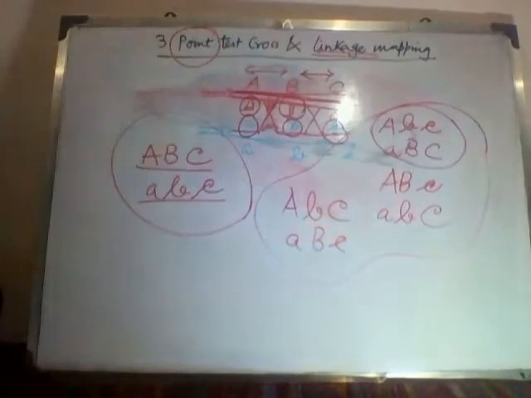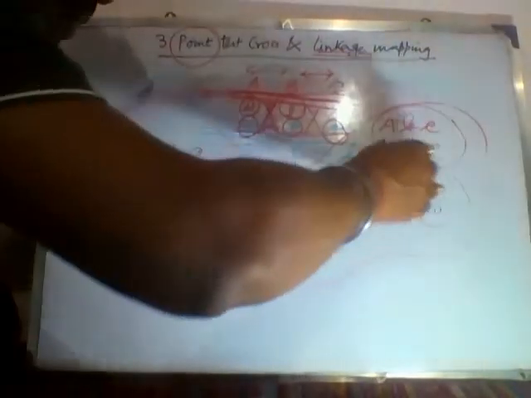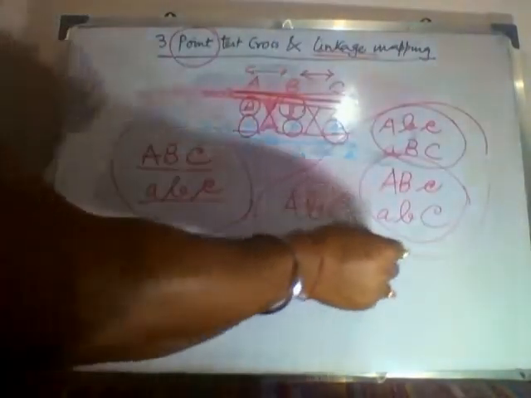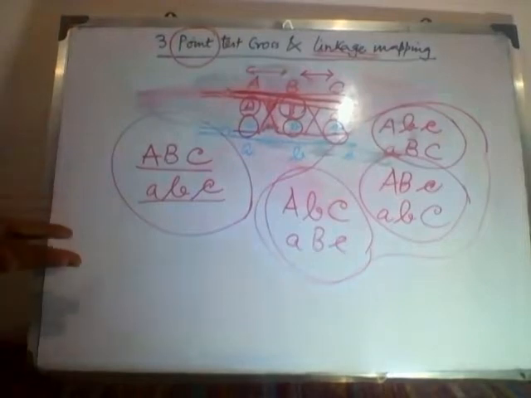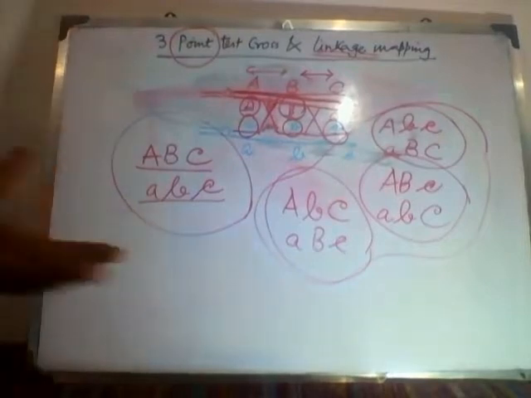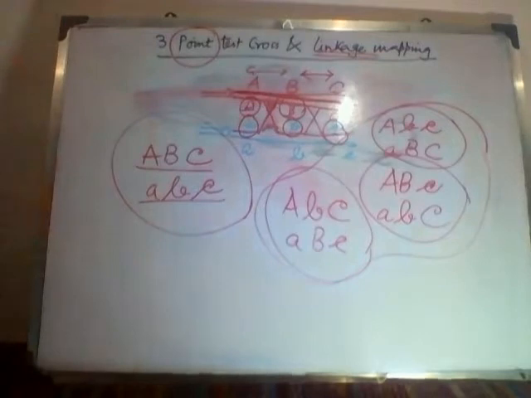In a similar way, these two classes are single crossover type. This is also single crossing over type, and these two are double crossing over type. Now, how are we going to identify which one is parental type, which one is single crossing over type, and which one is double crossing over type?